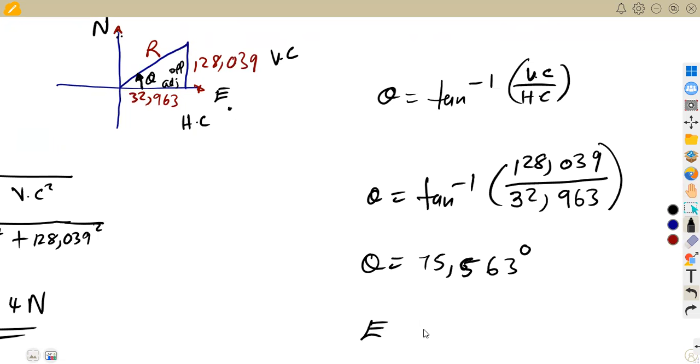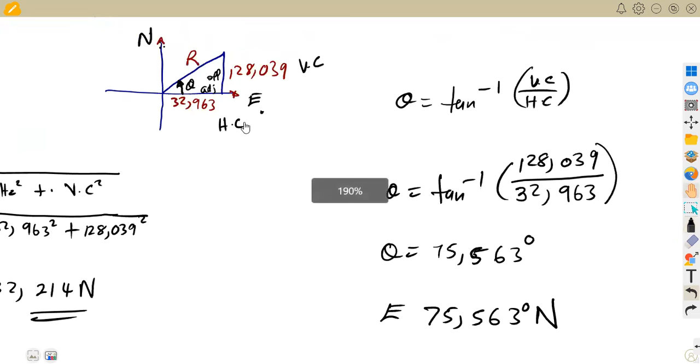So it's going to be east 75,563 degrees to the north. So that is when you are dealing with the direction now. But the first one, it was just the magnitude as it is. All right, so be careful on that part.